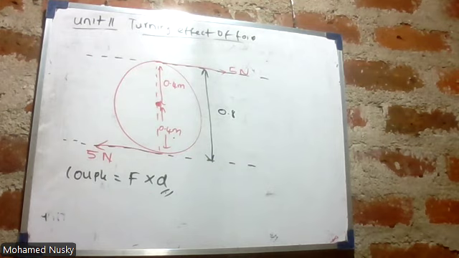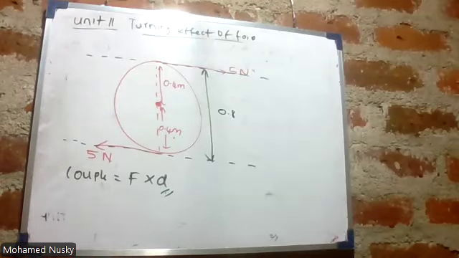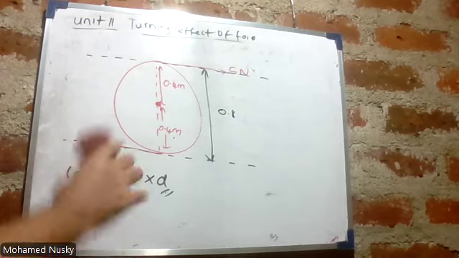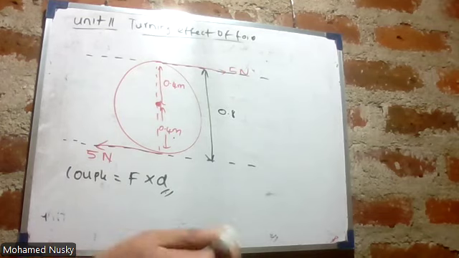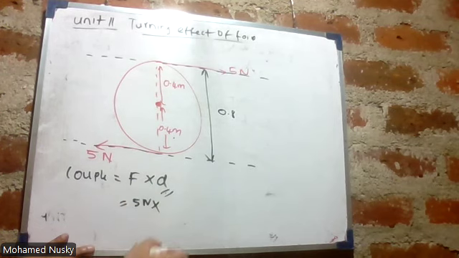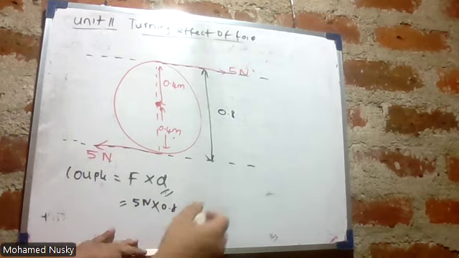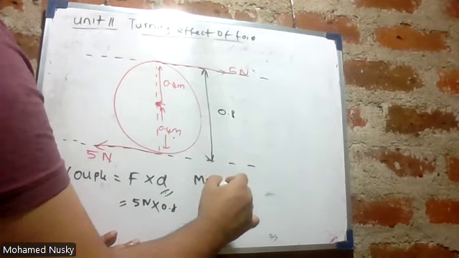They haven't asked for the couple itself, but the moment created by this couple. Either way, you can get the answer. Here, force is 5 Newton into distance 0.8. But this is not the way of saying it, they have asked the moment due to these forces.